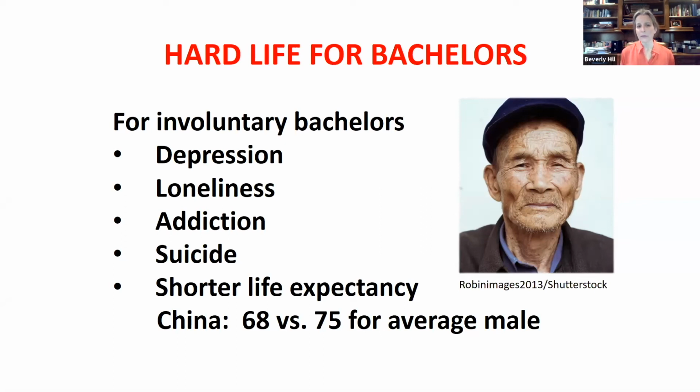That's the term for them. And they found high rates of depression, loneliness, addiction, suicide, and a markedly shorter life expectancy, just 68 years as opposed to 75 years. These men, because they are low wage earners and poorly educated, tend to be migrant workers in construction and agriculture. They never become part of a community. They never develop a set of permanent friends. They don't have any support network. And it is a really hard life.